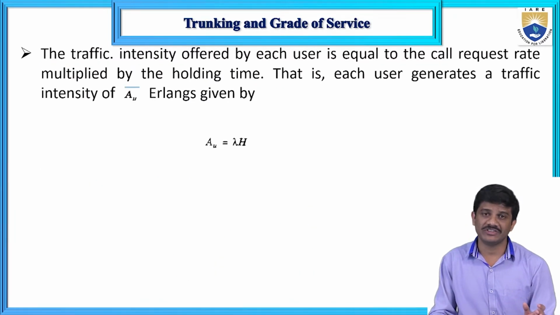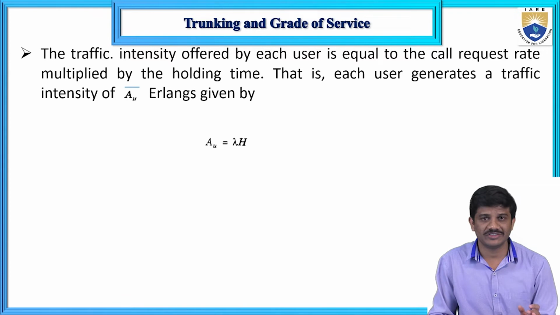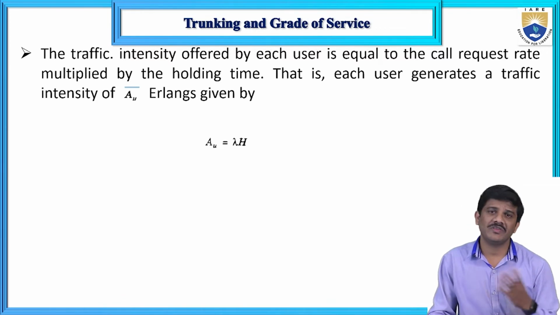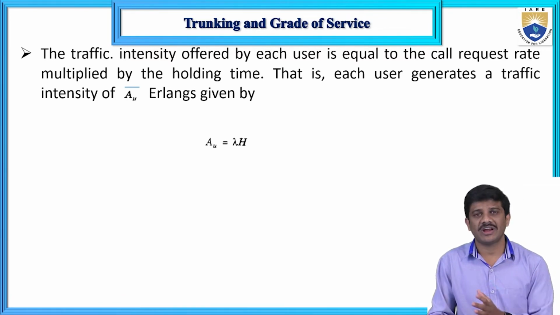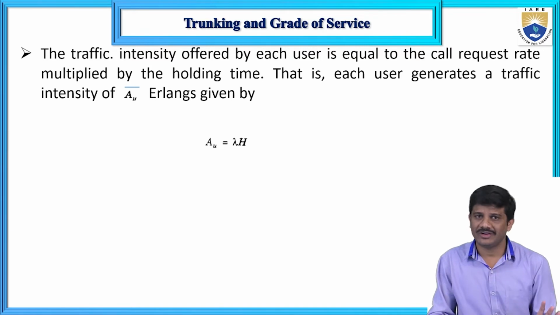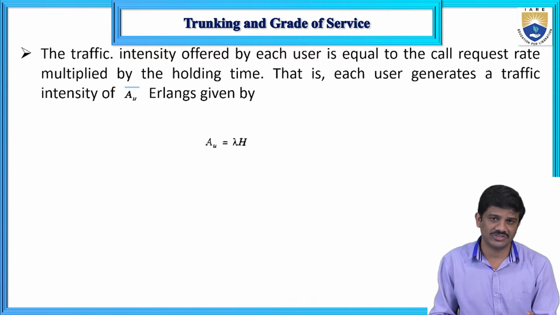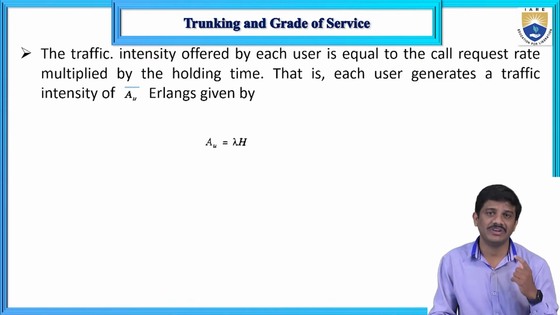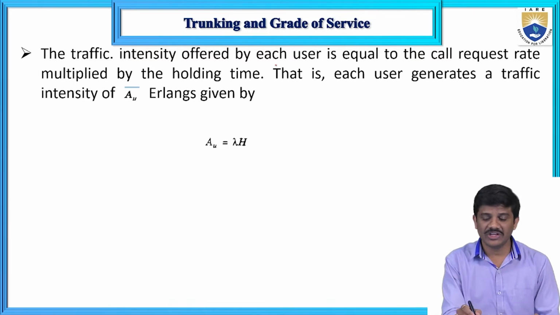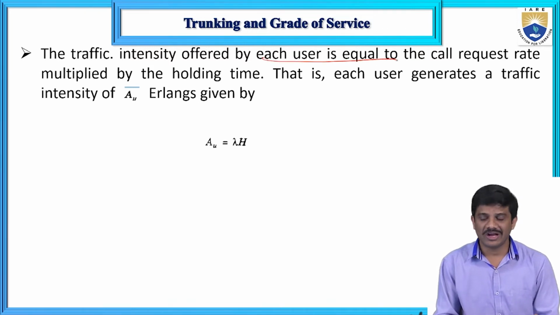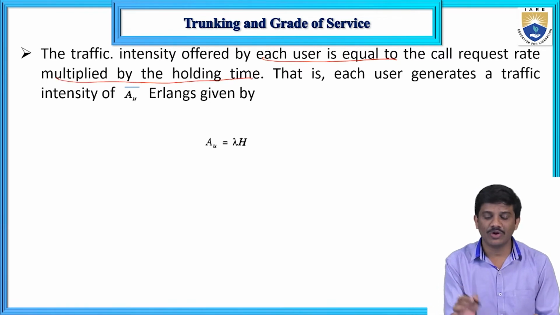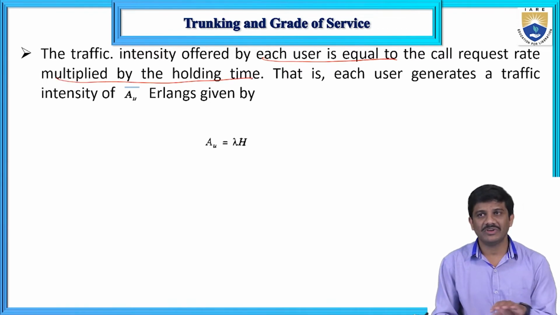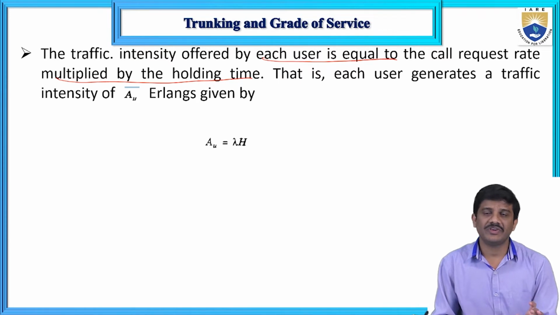Coming to traffic intensity, how can we find out the traffic intensity? In a general way, what is traffic? Vehicles gathered in one place, that is called traffic. Like that, in the telecommunication system, also our cellular communication system, we have the busiest hour, called traffic intensity. It is offered to each user and equals the call request rate multiplied by the holding time.